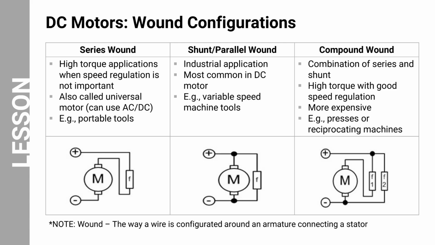The compound wound configuration combines the characteristics of both series and shunt windings, offering high torque capabilities with good speed regulation. While more expensive than the other configurations, compound wound motors are ideal for specialized applications such as presses or reciprocating machines, where both power and precise control are required.